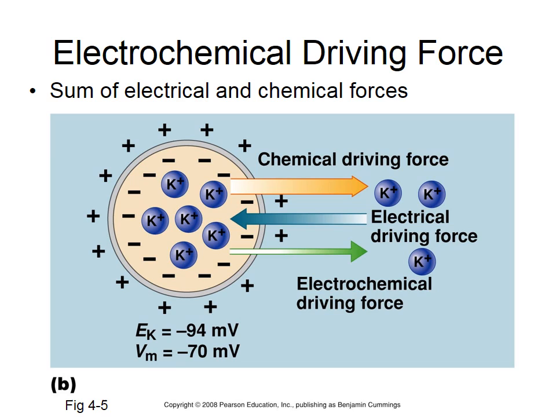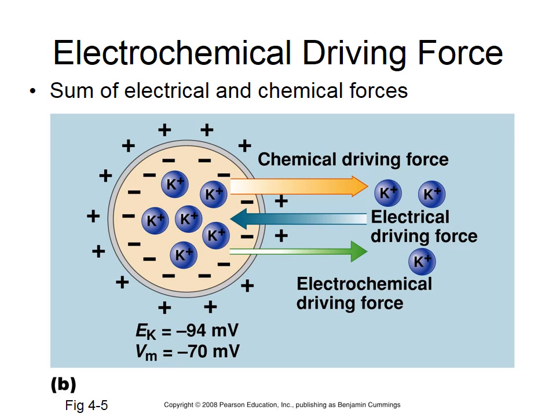So here we have a figure showing what we just did. The electrical driving force for potassium is into the cell. Chemical is out of the cell. And the thickness of these arrows denotes how strong those forces are. So the yellow arrow is fatter than the blue arrow. That means the chemical gradient is greater than the electrical one. So the net electrochemical driving force, shown in the green arrow, is to leave the cell.